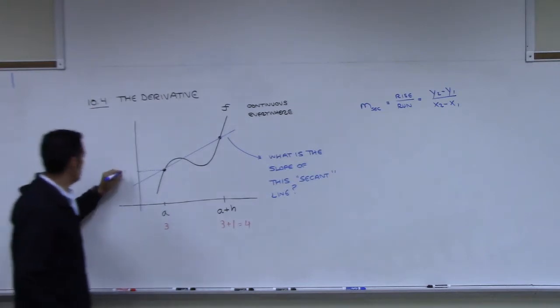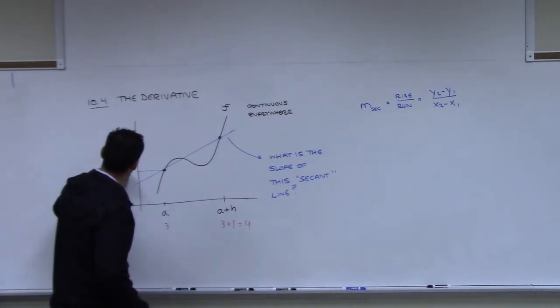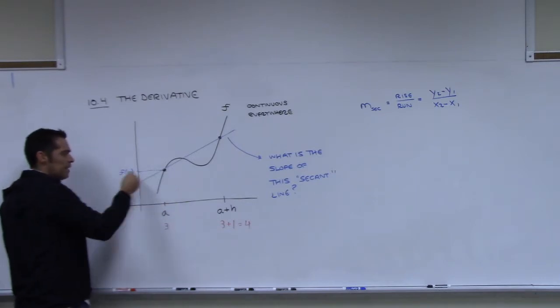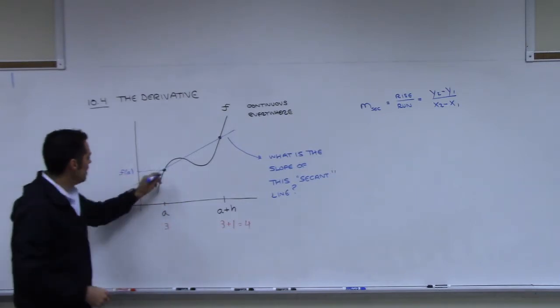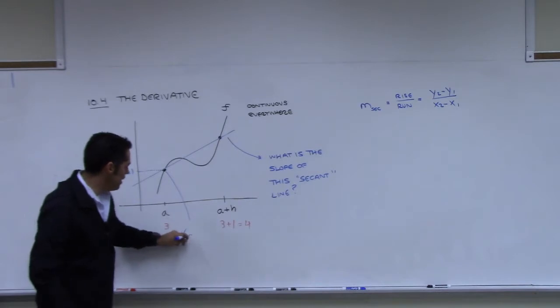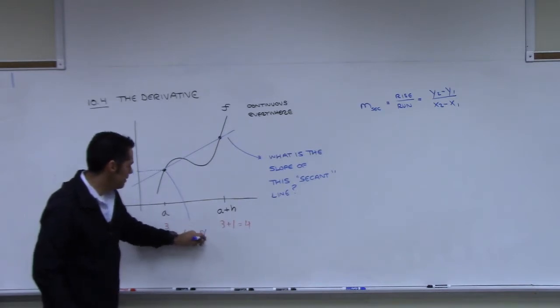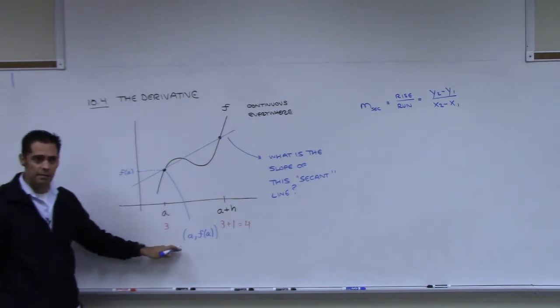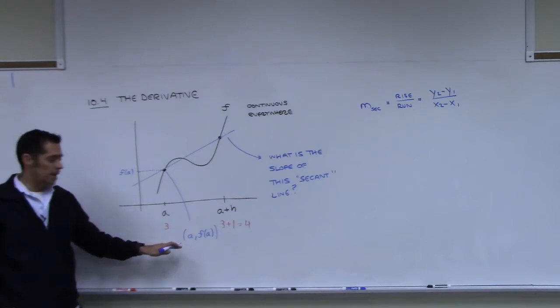F of A. Good. It's F of A. That's how tall it is, right? You plug in A, it spits out the function's value at A, right? So written as an ordered pair, this is the point A, F of A. Go with me on that? A, F of A. Yes? Okay.